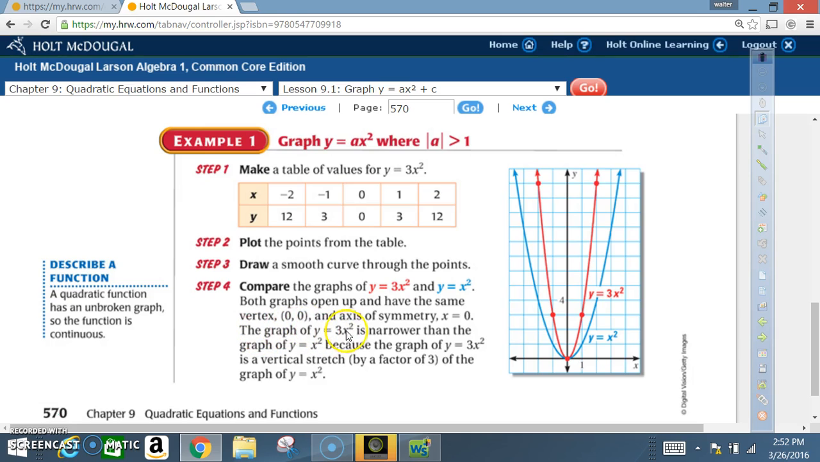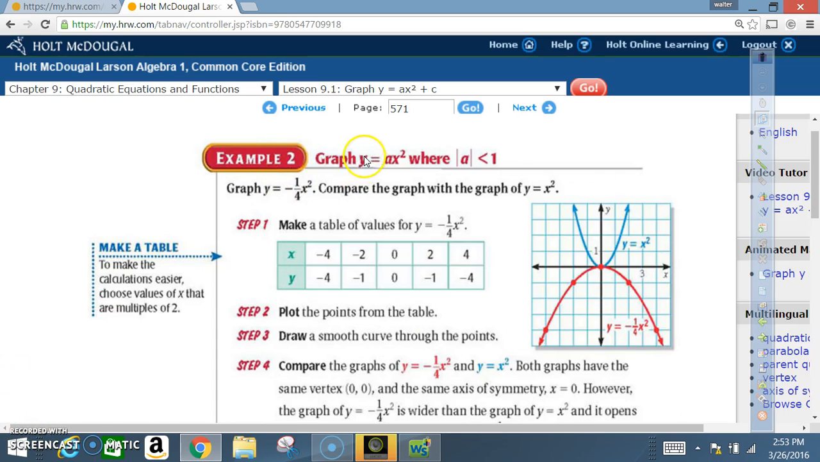The graph of y is equal to 3x squared is narrower than the graph of y is equal to x squared, because the graph of y is equal to 3x squared is a vertical stretch by a factor of 3 of the graph of y is equal to x squared. That's a fancy way of saying the bigger the a value, the narrower the graph. The a value here is 3, the a value here is 1. Notice the smaller a is a bigger graph. The bigger a, that's the red, is a smaller graph, it's more narrow.